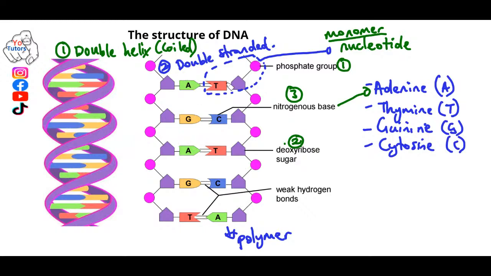As you can see, the two strands are linked together to form a double strand. But what are they linked together with? They are linked together with a weak hydrogen bond. It's called a weak hydrogen bond that links these two strands. They are linked through complementary base pairing, also called specific base pairing.